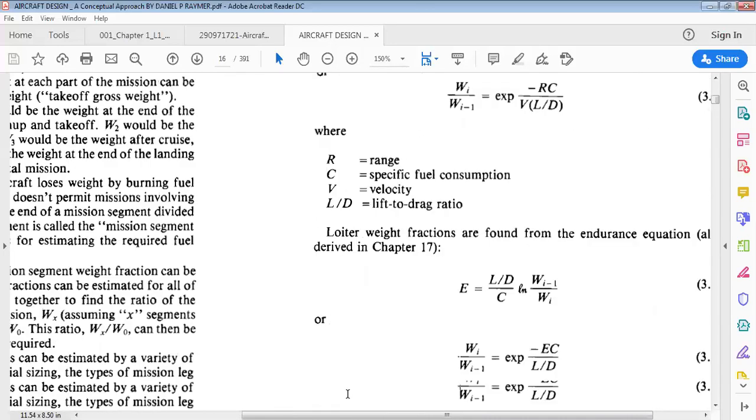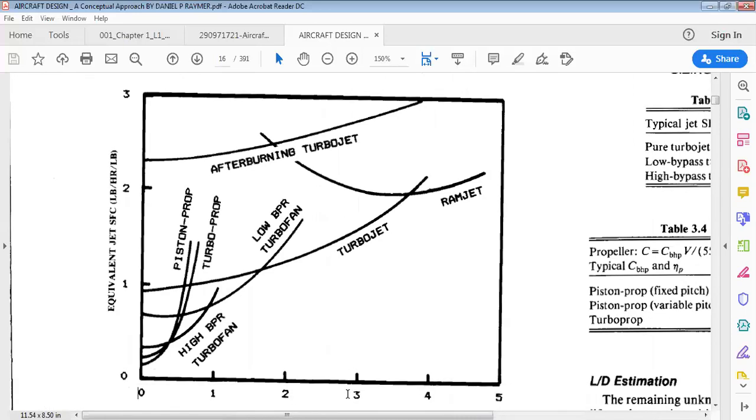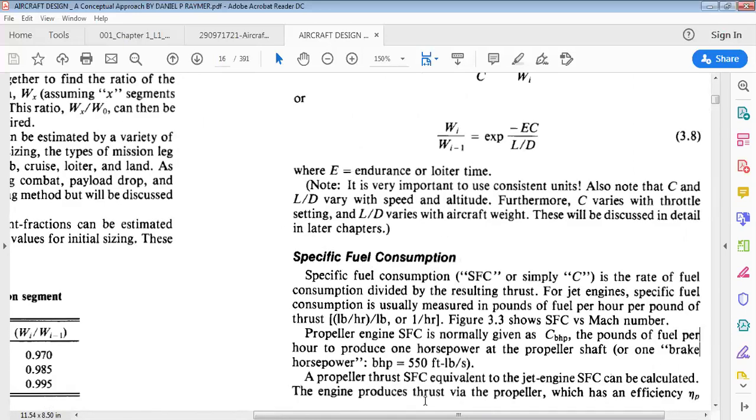Okay. And next is specific fuel consumption. What is the specific fuel consumption? Please understand, that is SFC we will call. It is the rate of fuel consumption divided by resulting thrust. For jet engines, specific fuel consumption is usually measured in pounds of fuel per hour per pound of thrust, and the SFC versus Mach number. Okay, that is called specific fuel consumption.